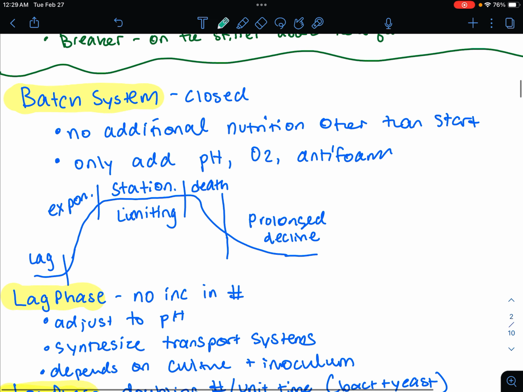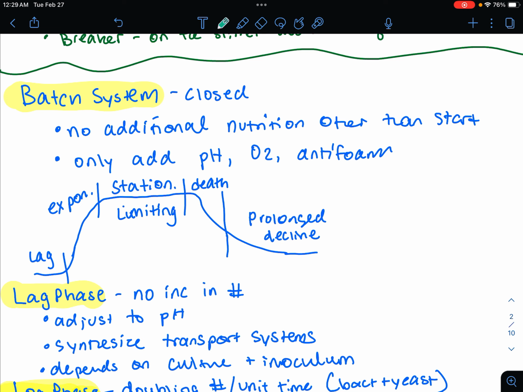Alright, let's talk about different batch systems. So we're going to start with the regular batch, and then we're going to go to the fed batch. Okay, so the batch system. Batch fermentation is a closed system, as we have in this first part here. There's going to be no additional nutrition other than the start at time equals 0.